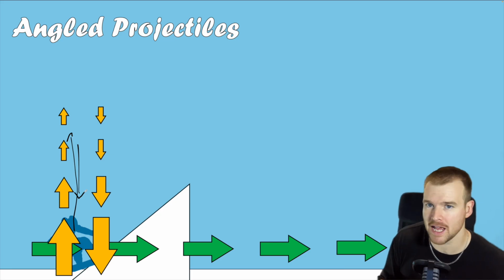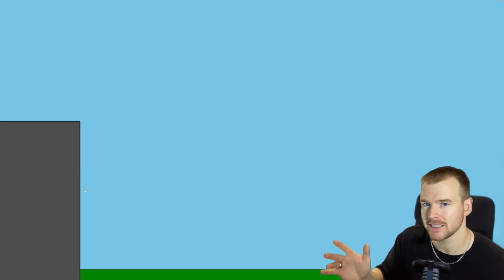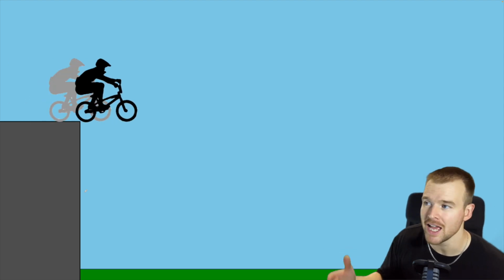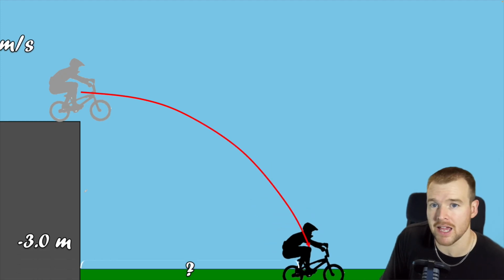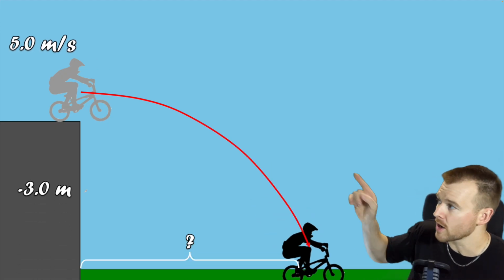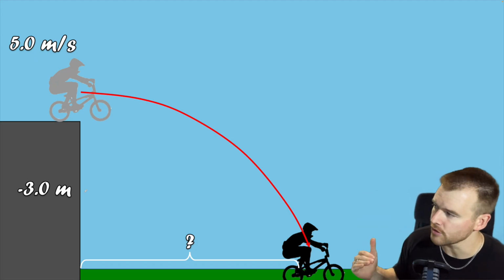I'm going to do some quick examples of how to calculate that just to show how we put that theory into practice. Let's start with a horizontal projectile question, and here's that biker coming off of the ledge. Let's throw some numbers that they gave you. Say they're going at 5 meters per second off the cliff. The cliff is 3 meters tall, so they fall 3 meters.